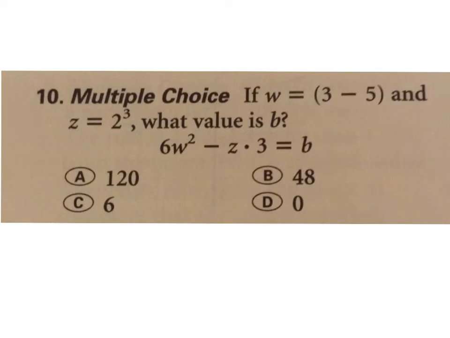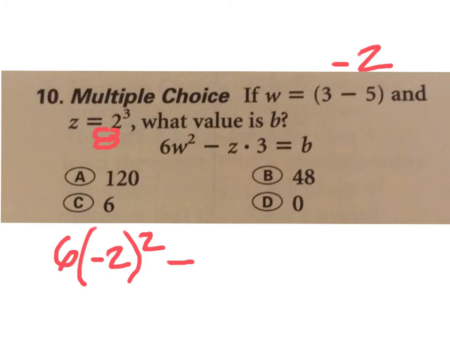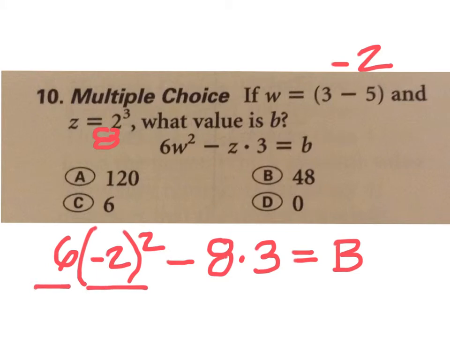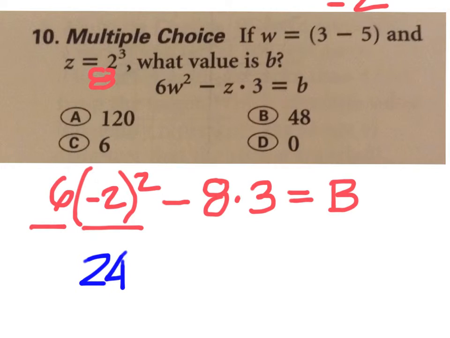If W equals the quantity of 3 minus 5, that is -2. And Z is 2 to the third, that's 8. What is the value of B? Well, that's going to be 6 times the quantity squared of -2 minus 8 times 3. And all of that's equal to B. That's a 4 times 6 is 24. And then minus 24 would be 0.